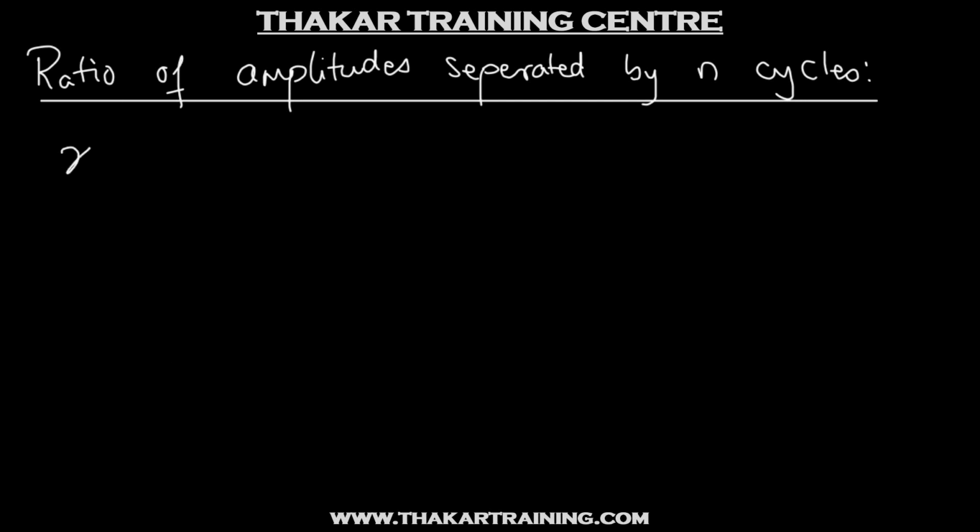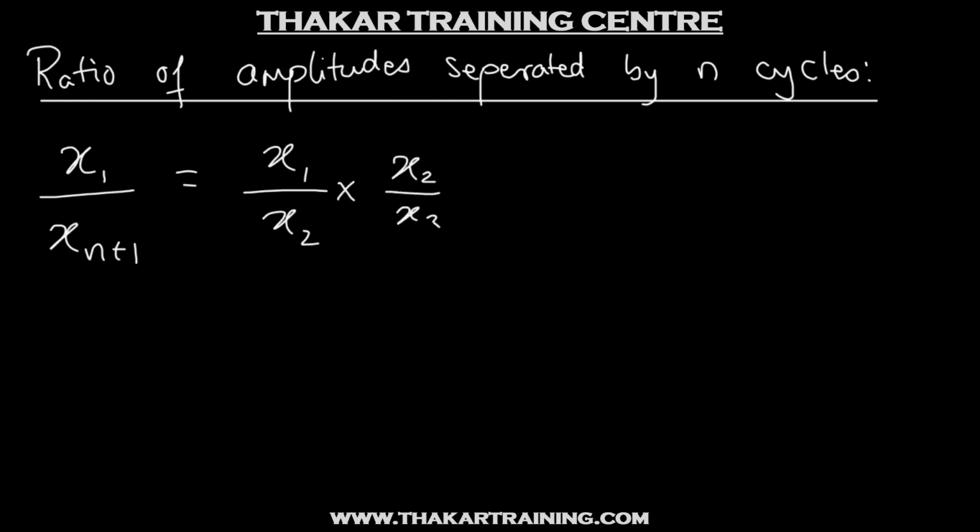What I am talking about is x1 upon xn plus 1. Alright, what we saw earlier was x1 upon x2. Now we are looking at x1 upon xn plus 1. So can we write this down as x1 upon x2 into x2 upon x3 into x3 upon x4 into xn upon xn plus 1? Right? This can simply be written in this way.